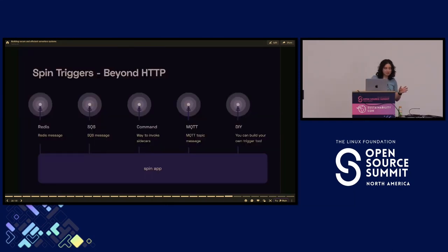And as I mentioned, you can do more than have this triggered by HTTP requests. It can be triggered by events in a Redis queue, by SQS messages. You can actually directly trigger it, so just invoke it directly. This is helpful in the Kubernetes context for sidecars. You can also have it subscribe to an MQTT topic and have it be triggered by that. And then finally, Spin has a whole plugin system, so you can plug in your own trigger as well. So for example, MQTT and SQS were plugins that you can install with spin plugin install in order to get that trigger as well.